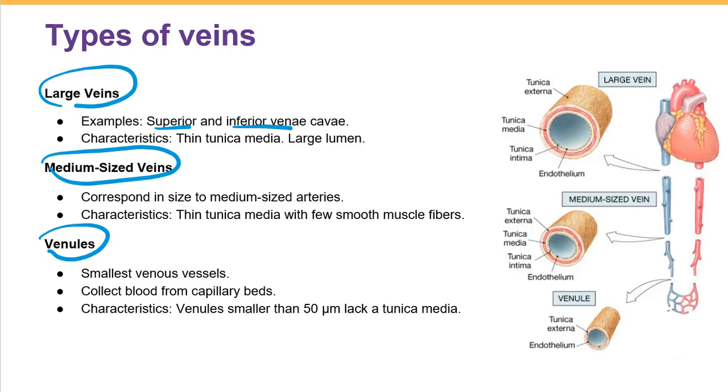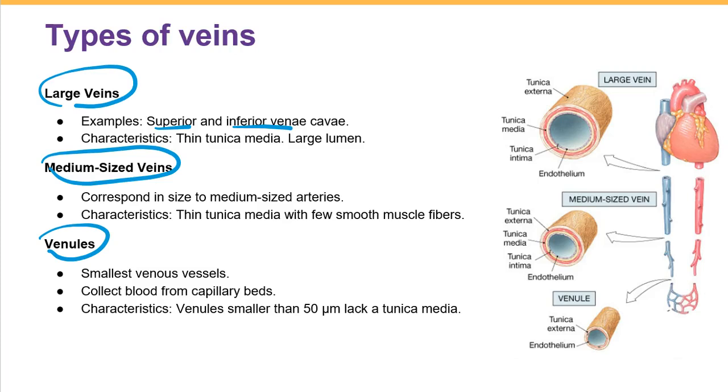And then next we have medium-sized veins. These match the size of medium arteries or muscular arteries. They still have a thin layer of smooth muscle, but not much, since they don't have to push blood as forcefully. The blood pressure in veins is so low that they don't actually need a thicker wall.